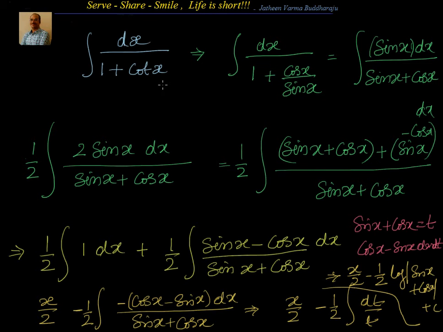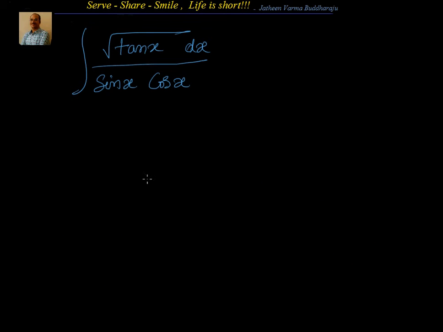So how have we done that? 1 plus cot x is not yielding anything, so we have converted that into sin and cos. Then also we are not getting it in the form of f dash x and f of x. So we manipulated the numerator in such a way that we can convert the numerator into a combination of f of x and f dash x, taking f of x equal to the denominator. So then we have taken sin x plus cos x equal to t. So then we got x by 2 minus half of log of sin x plus cos x plus c. We'll do one more problem.